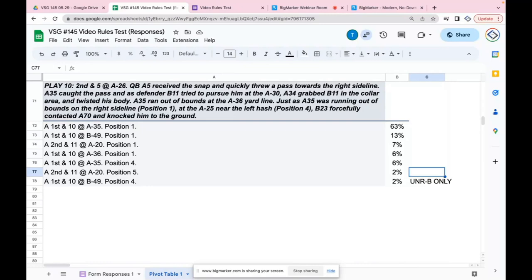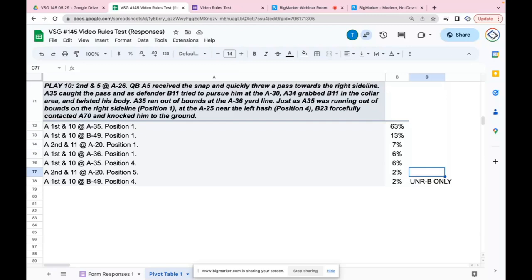Okay, great. Second and 11, A20, position 5. How in the world would we ever get to that? Position 5 is way over on the other side. Is that the previous spot? Yeah, it was the previous spot. I don't know how we would get there. Let's just scratch that out, because I don't know how we would even get there. Thanks for playing, but good night.